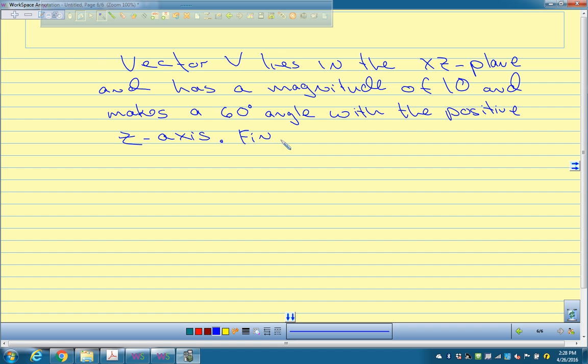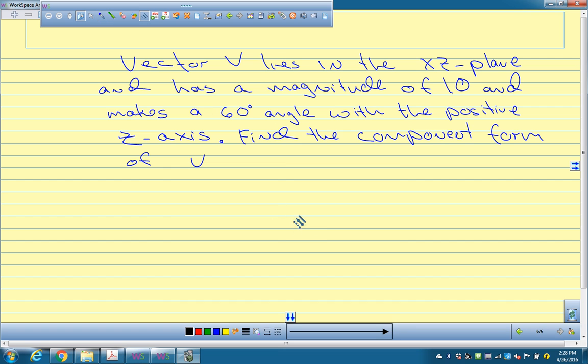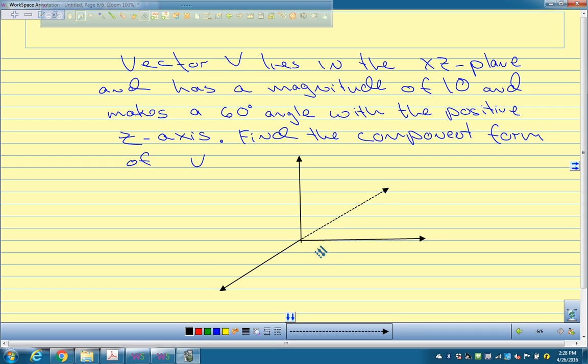Find the component form of B. Sometimes it's useful to draw a picture. So in other words, you have this, you have this, you have this. If I were to go back this way, I'm going to go back this way, I'm going to go back this way, and go down this way.